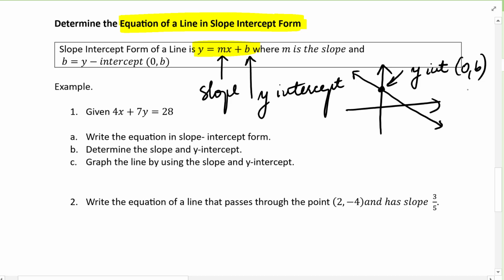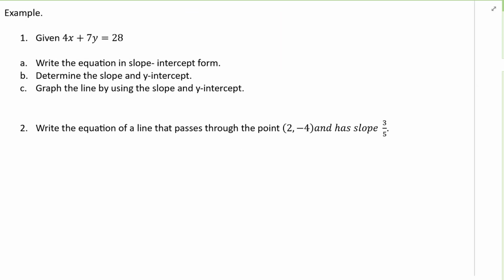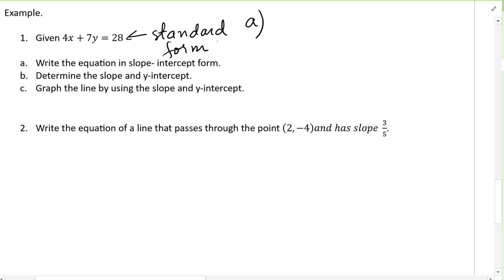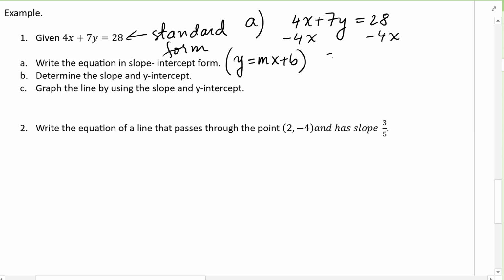So now let's take a look at the problem that we have here. Example 1. Given 4x plus 7y equals 28, A, write the equation in slope-intercept form. First, the equation is in standard form. To write it in slope-intercept form, my goal is to write it as y equals mx plus b. Starting from 4x plus 7y equals 28, we want to get y by itself. First we subtract 4x from both sides. So we get 7y equals -4x plus 28.